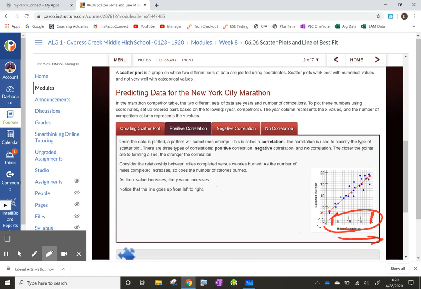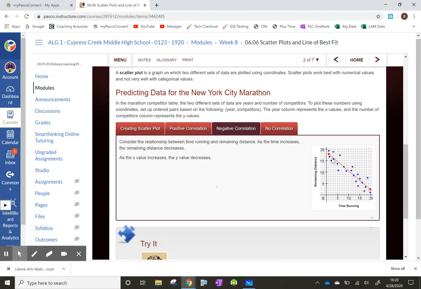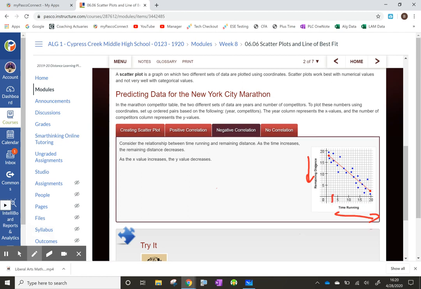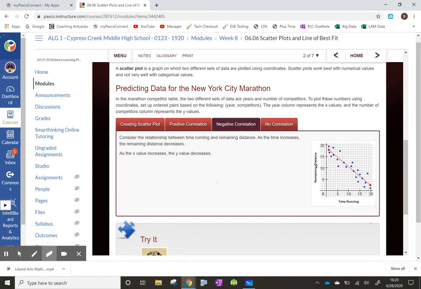A negative correlation will, of course, just do the exact opposite, in which case it will go downwards. So negative correlation, you can see a downward trend from left to right. And you'll notice here that as the x values increase, the y values will decrease. So a small x value will be really high up on the y-axis, but a bigger x value, like 20, will have a much lower or smaller y value. So that's a negative correlation. As one value is increasing, the other is decreasing, and it creates a downward pattern.